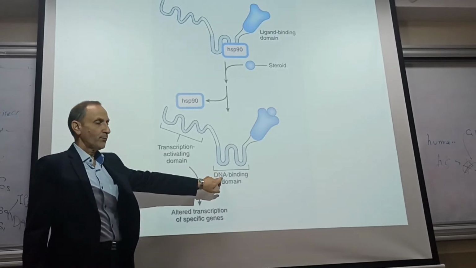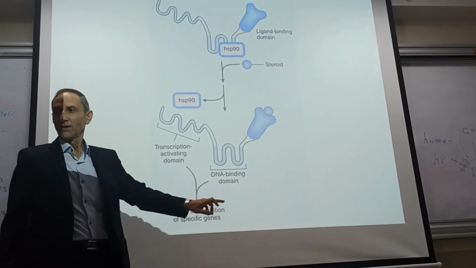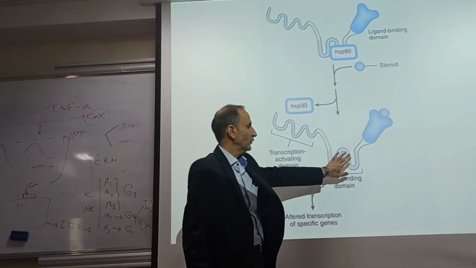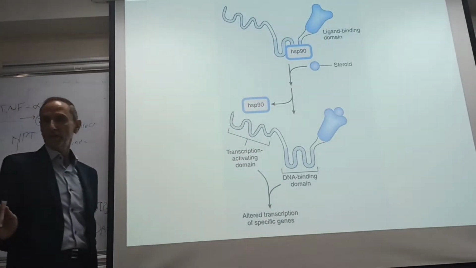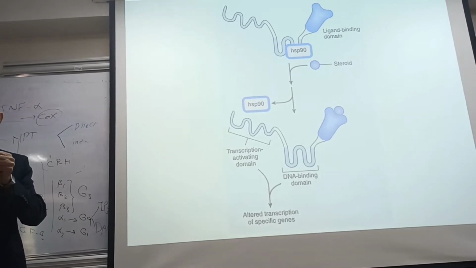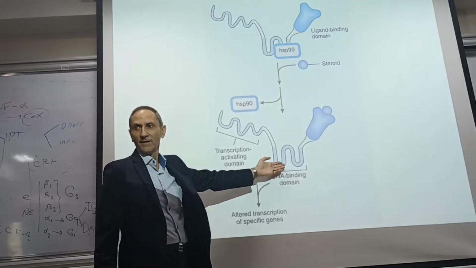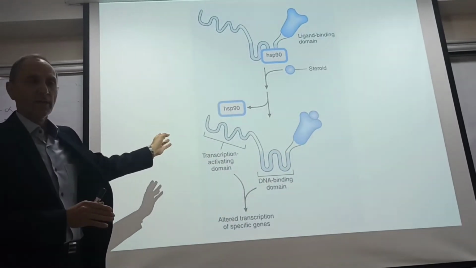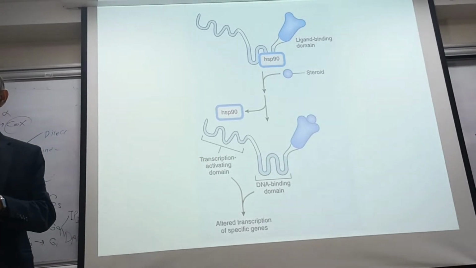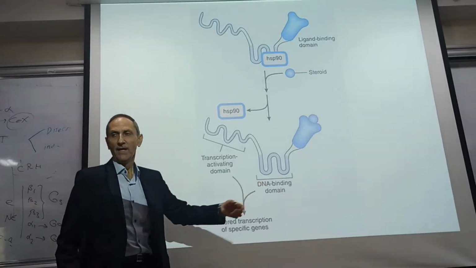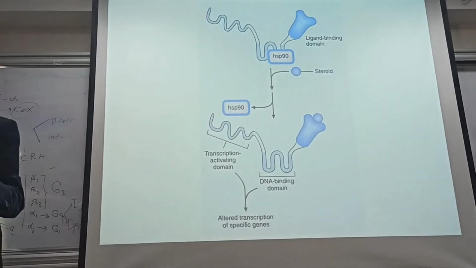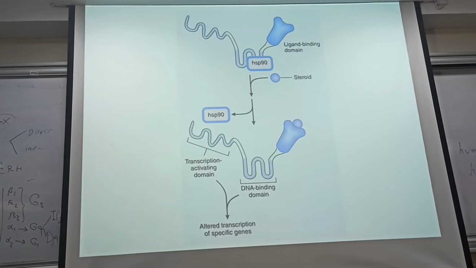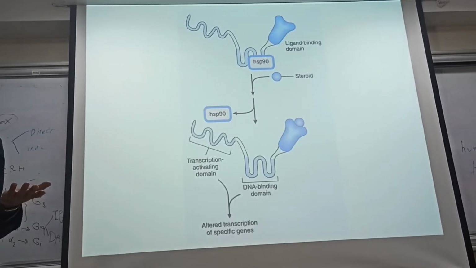And you see here, this part is the DNA binding domain. So, in normal situations, in the absence of ligand, this DNA binding domain has been covered by HSP90. After binding of ligand, we have removal of HSP90, and then we have the DNA binding domain. This complex of ligand and the receptor moves toward the nucleus. Then it binds with DNA, and then we have transcription. We have production of mRNA. And then based on the mRNA, we have a special protein. This is the response.